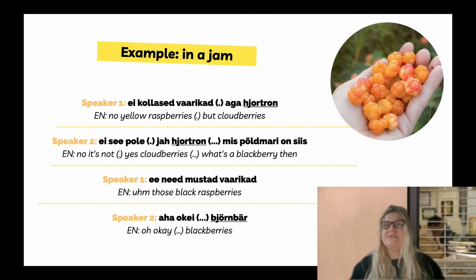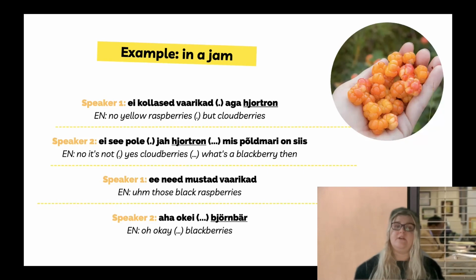And they were discussing how different berries were called in Swedish. So I will start from the beginning. First, the speaker says, "ei, kollased vaarikad, aga hjortron." Meaning no, yellow raspberries. After a small pause, they say, but cloudberries.